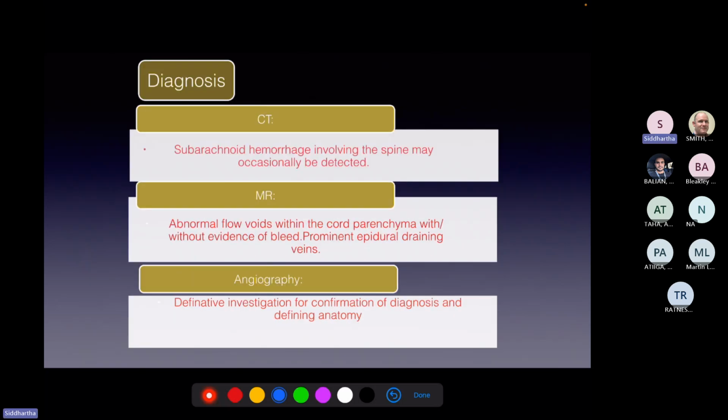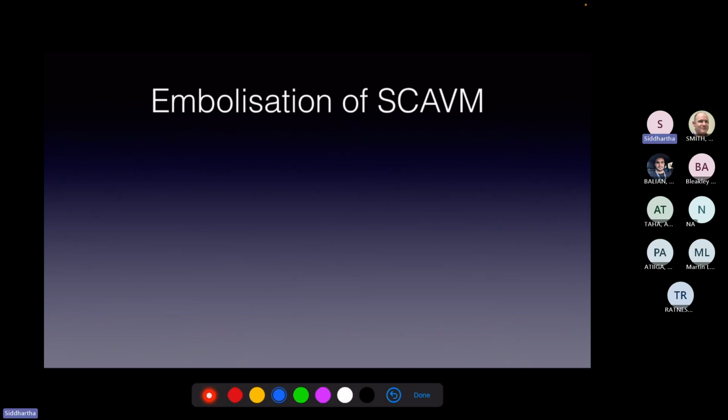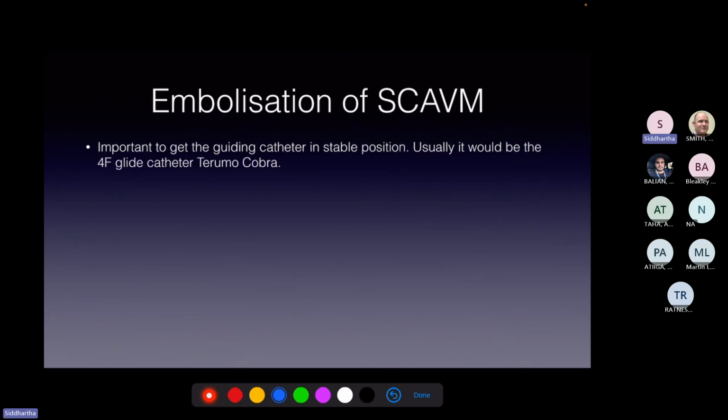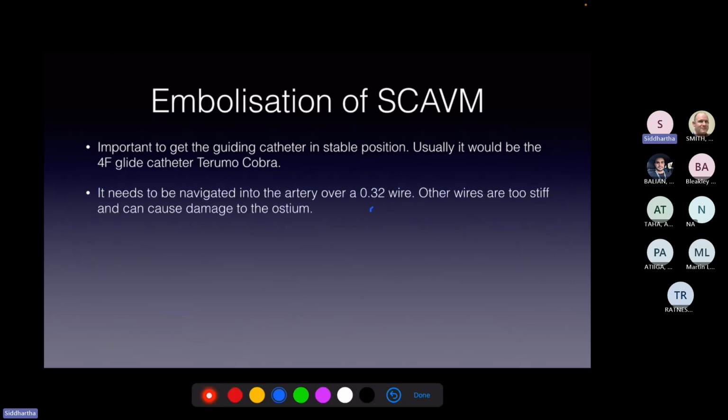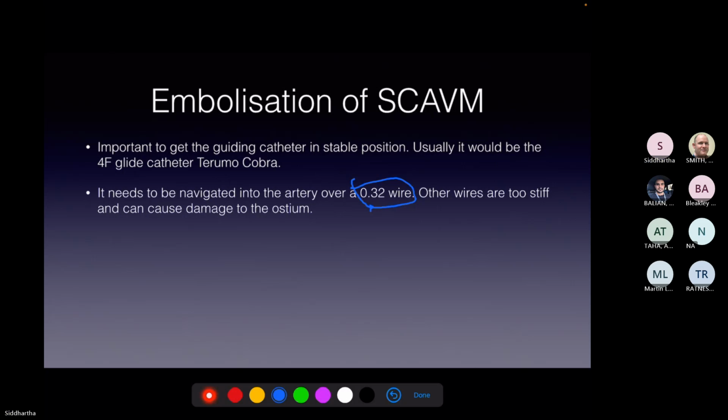For treatment, you could do endovascular treatment, which is lower risk compared to a surgical option. I will explain what I mean by that. For embolization of the spinal cord AVM, it is important to get the guiding catheter in a stable position. It would be a 4F Glide Cath or Terumo Cobra, which is my preferred one, and it needs to be negotiated into an artery over a 0.035 wire. This is what I usually use to get it into a stable position.